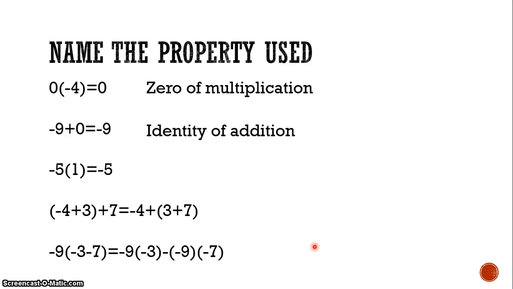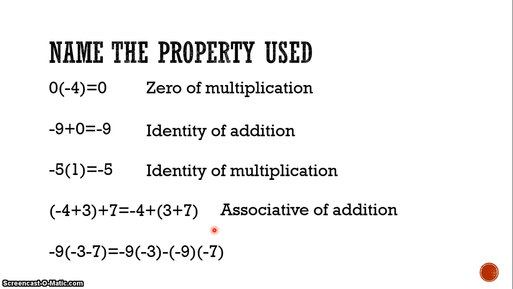The next one, I have negative 5 times 1, and at the end I get negative 5, an identical number, and I'm multiplying, so this is the identity property of multiplication. Next, right here, I had parentheses first around negative 4 and 3, but then I moved them to around 3 and 7. Since I just regrouped them and it's addition, this is the associative property of addition. These used to associate together, now these two do.